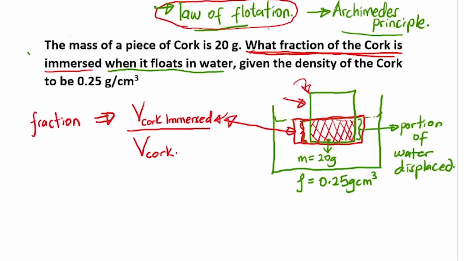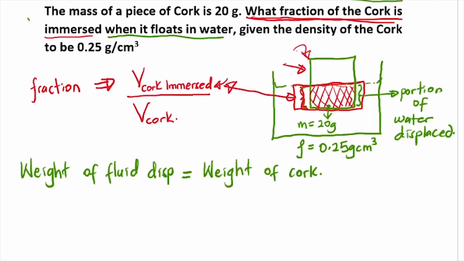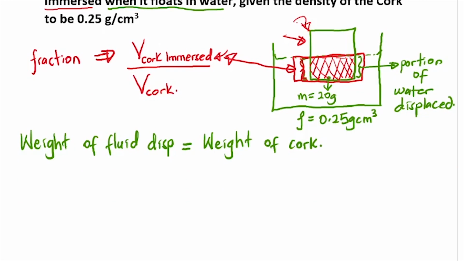So we use the law of flotation to get a relation there. The law of flotation states that the weight of the fluid displaced is equivalent to the weight of the cork. The weight of the fluid displaced is given by the mass of the fluid, in this case water, multiplied by gravity, and that is equal to the weight of the cork, which is the mass of the cork multiplied by gravity.